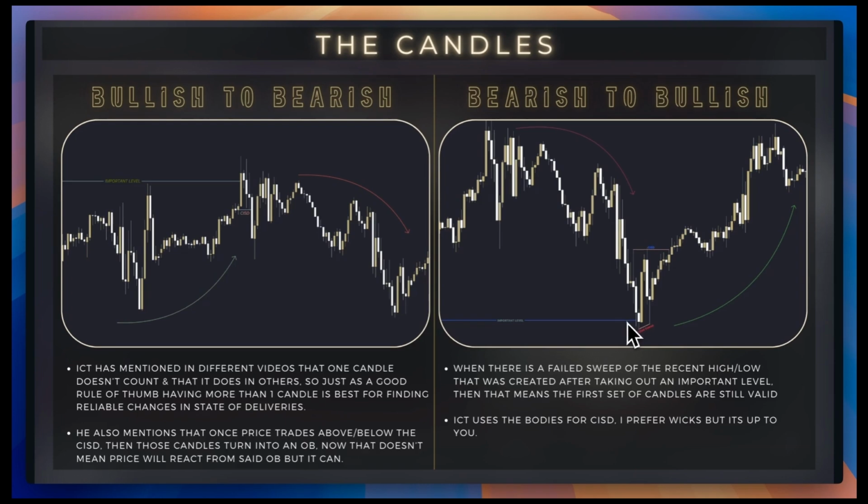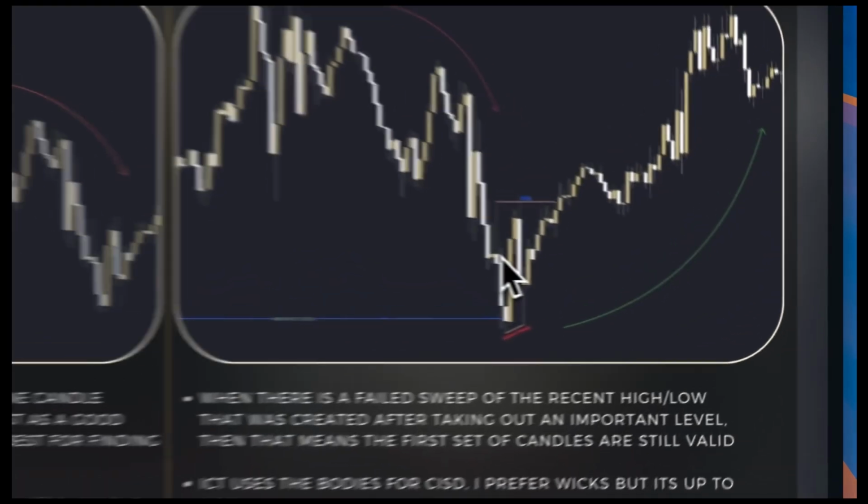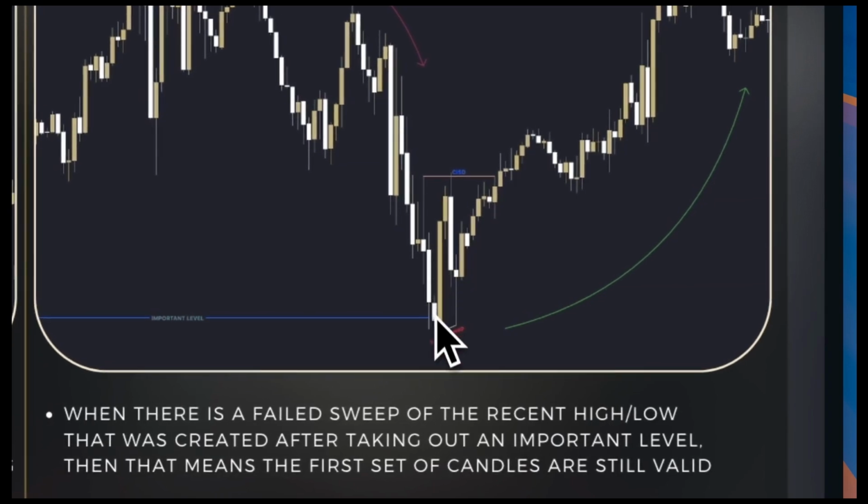Now you're going to look for your change in state of delivery to go back up, right? Here you can see that price did not cause the change of state of delivery that I was looking for here, but what did it do? It came back down here and it failed to sweep this low right here. Therefore, because this low did not get swept, these 3 candles are still valid to me.